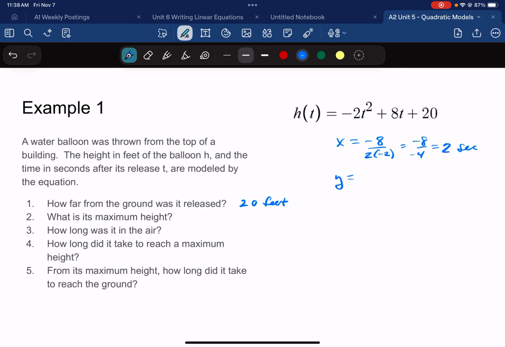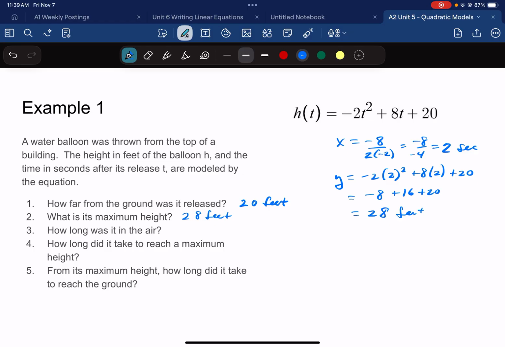And then the y value is, plug it back in, -2 times 2 squared plus 8 times 2 plus 20. So we get -2 times 4 is -8 plus 16 plus 20. That's 36 minus 8, which I believe is 28. That's a really ugly 8. 28 feet. 36 minus 8, 28. So maximum height is 28 feet.